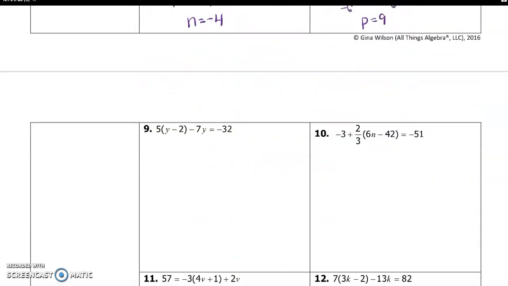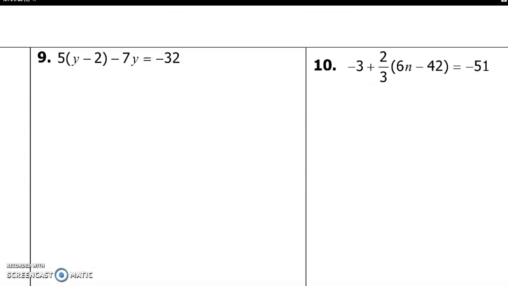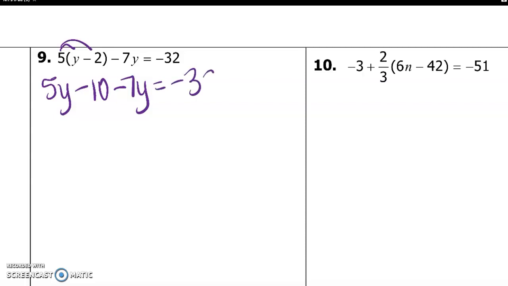What's going to happen on page 310 is now you're going to have to do both things. You're going to have to distribute first and then combine like terms before you can finally start solving. So if we look at number 9, the first thing we need to do is distribute that 5. So that becomes 5y minus 10 minus 7y equals negative 32. Now this looks like problem 1 from the front, where you need to put 5y and negative 7y together to get negative 2y minus 10 equals negative 32.